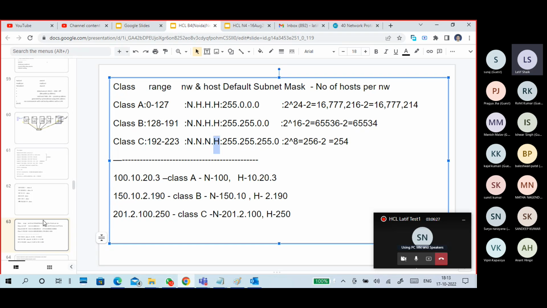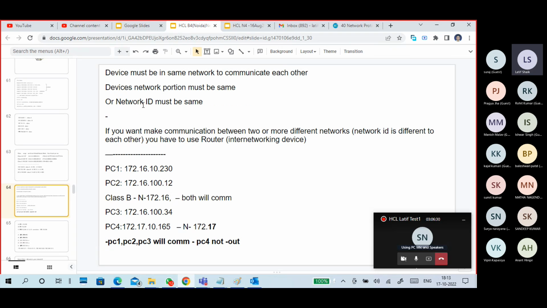There is a certain standard rule, that devices must be in the same network to communicate with each other. Like if two computers are connected to a single switch, they will communicate. Physically and logically, they should be in the same network. The devices' network portion must be the same, or the network ID must be the same. I'm talking about a simple LAN network, guys.